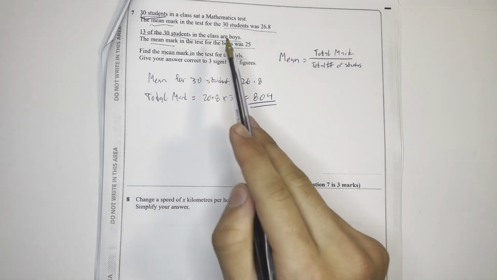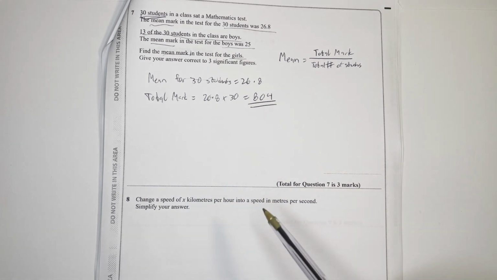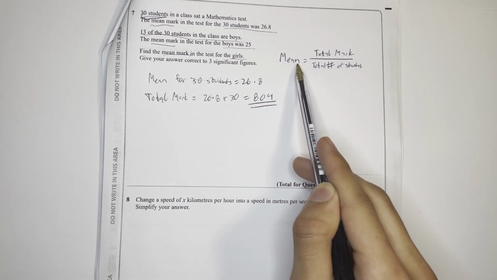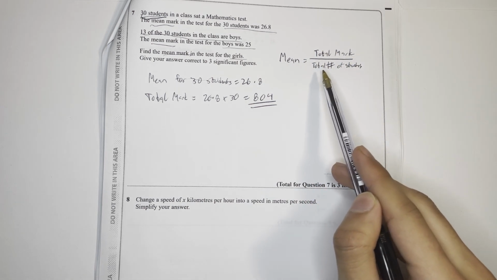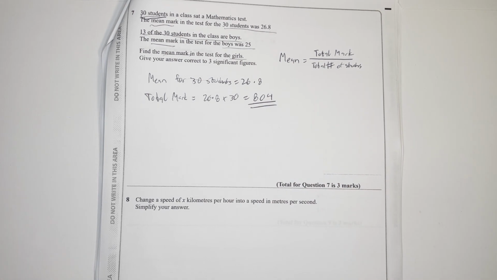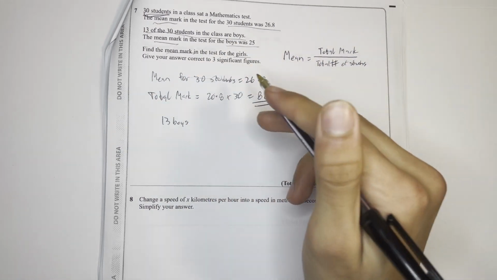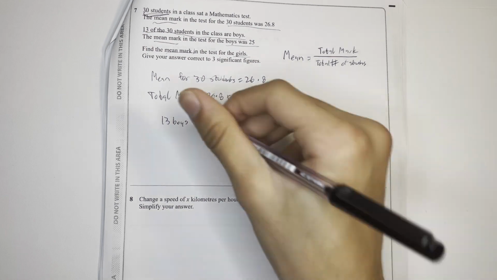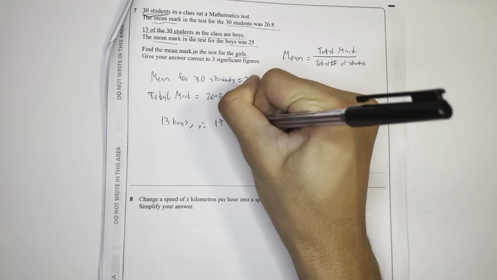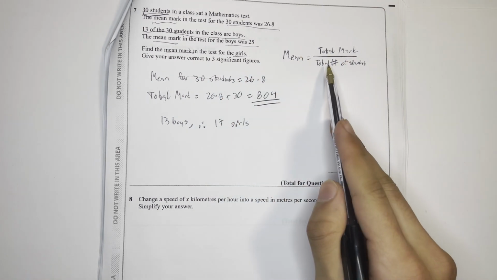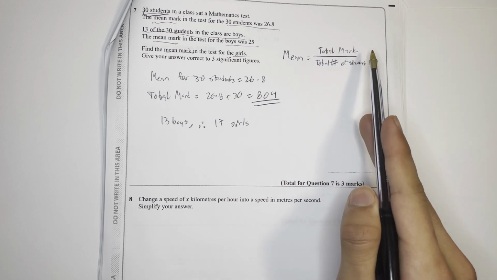Now we'll handle the boys and girls separately, using the total mark to work out the total mark of the girls. For the mean mark, we need the total mark for the girls divided by the total number of girls. We're told there are 13 boys in the class, which implies that the rest of the students are 17 girls. So we have the total number of girls, and we just need to find the total mark for all of the girls.